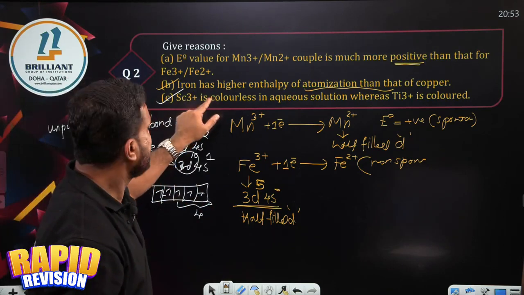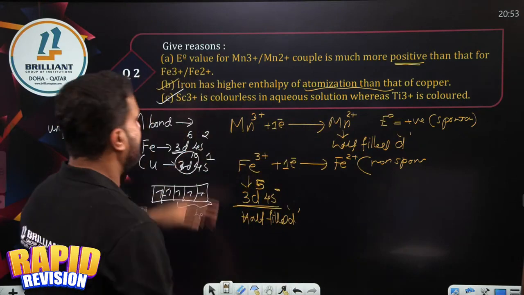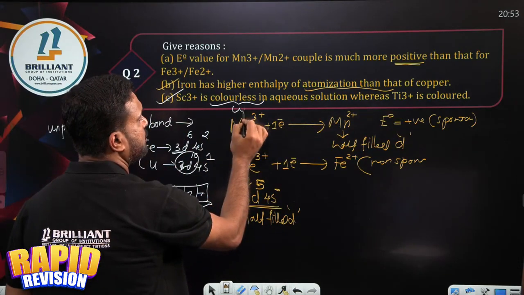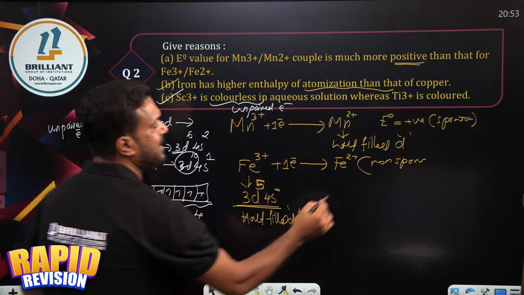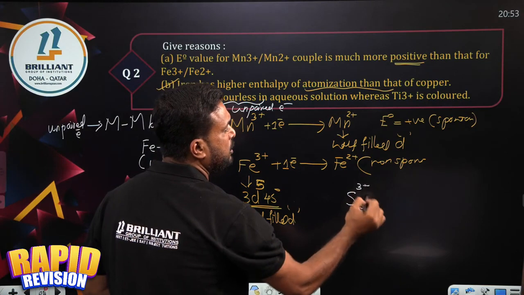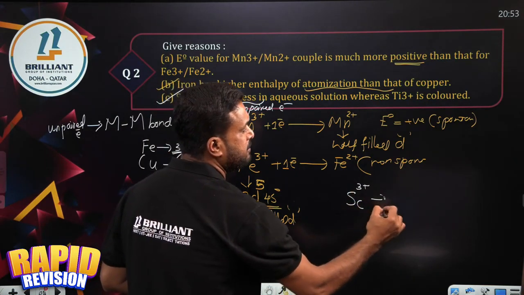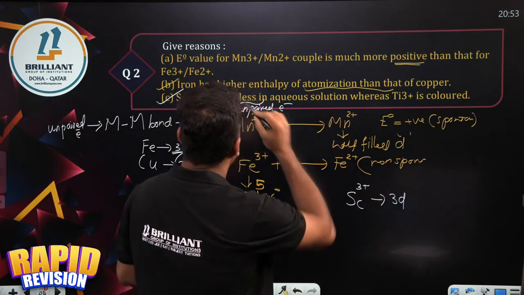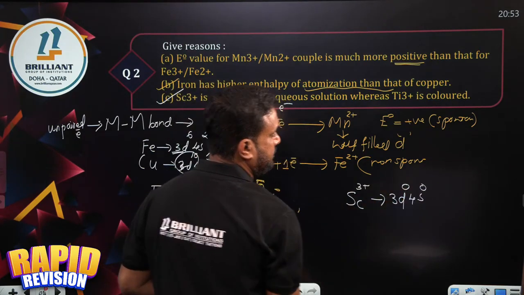Scandium 3 plus is colorless in aqueous solution, whereas Ti 3 plus is not. See, again, color is based on what? Unpaired electrons. So how do you write scandium? Scandium is 21. Normal electronic configuration is what? 3d1 4s2. So scandium 3 plus means what? 3d0 4s0.